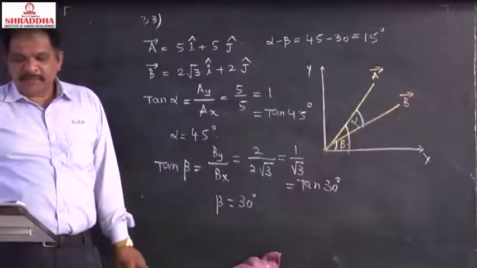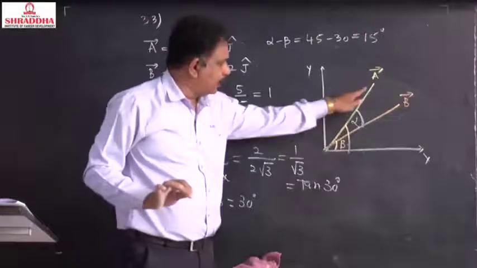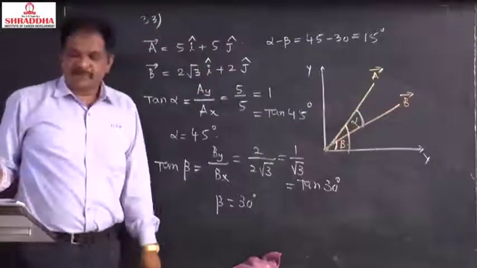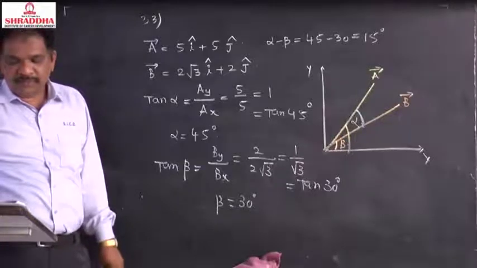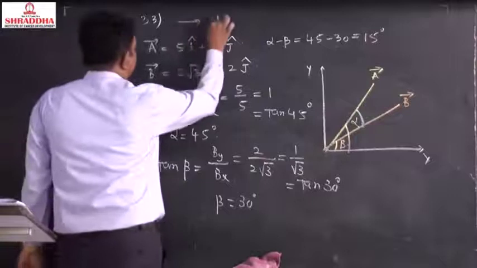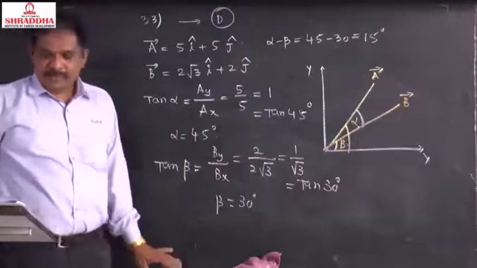So the angle between the two balls, means one ball is moving like this, another ball is moving like this, the angle between the two balls will be 15. So 33, it will be D. Clear?